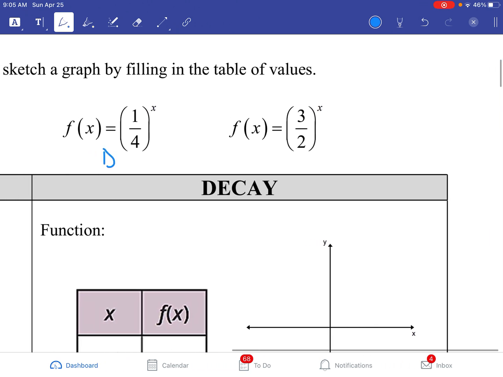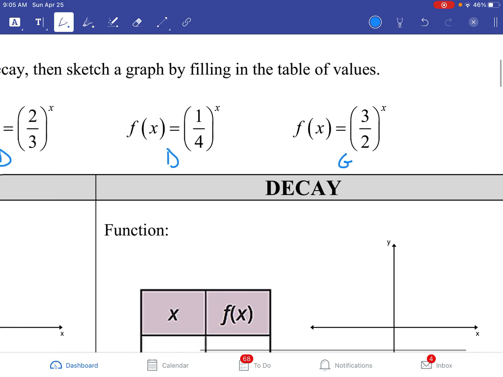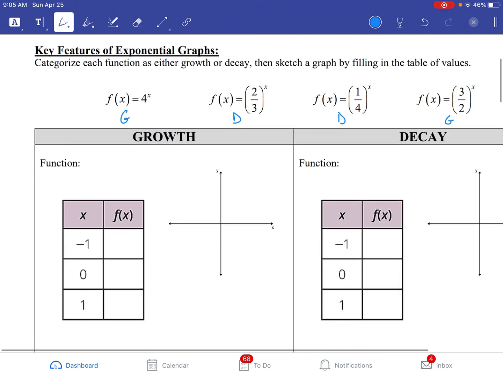Now here's a tricky one. 3/2. This is a fraction, but 3/2 is bigger than 1. So although it's a fraction, it's still a number that's greater than 1. So this is a growth function. To be a decay function, you have to be between 0 and 1. It can't be bigger than 1 to be a decay function. So let's look at some of these and what their values look like when you're doing these problems.